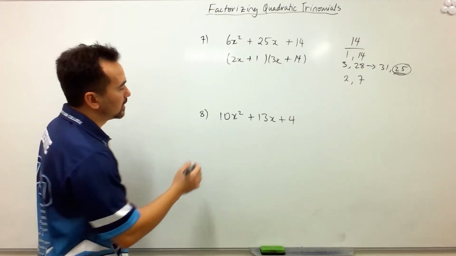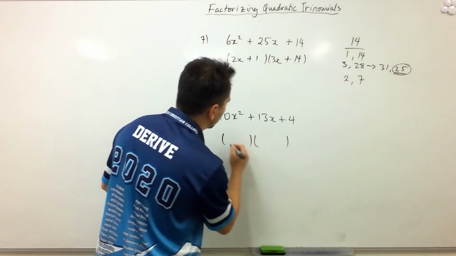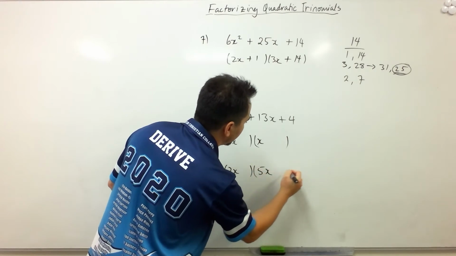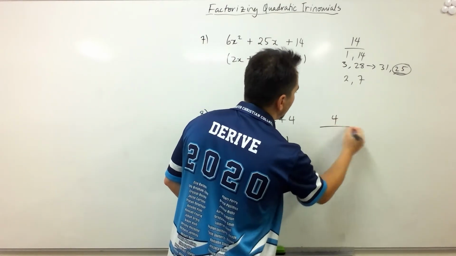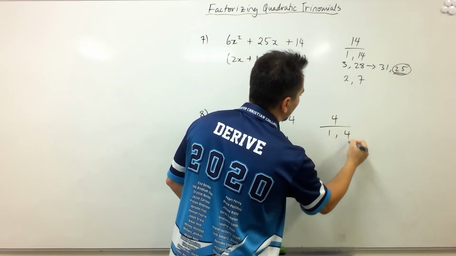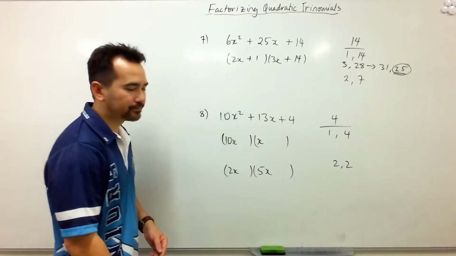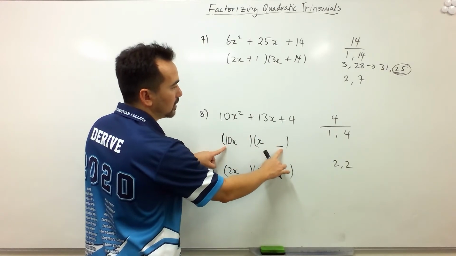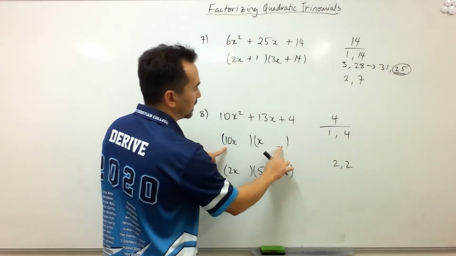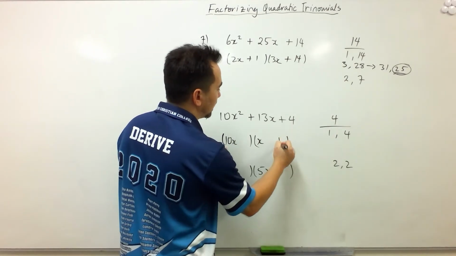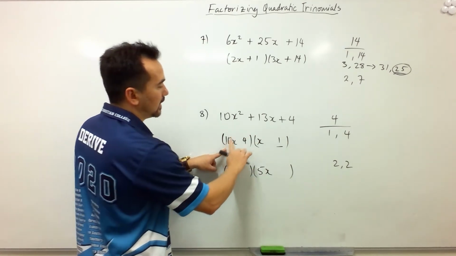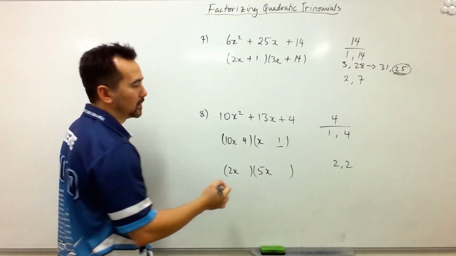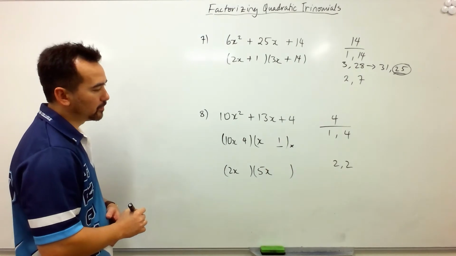Let's have a go at this one. 10x squared can be broken up into 10x times x, or it could be 2x times 5x. Looking at the 4, I could have 1 with 4, or I could have 2 times 2. Okay. This position is going to be 10x times that number, so I definitely don't think I'm going to put a 4 in there. If I put a 1 in here, that means the 4 would have to go there. 10x times 1 is 10. If I add 4, I get 14x's. That's close to 13, but still not right.